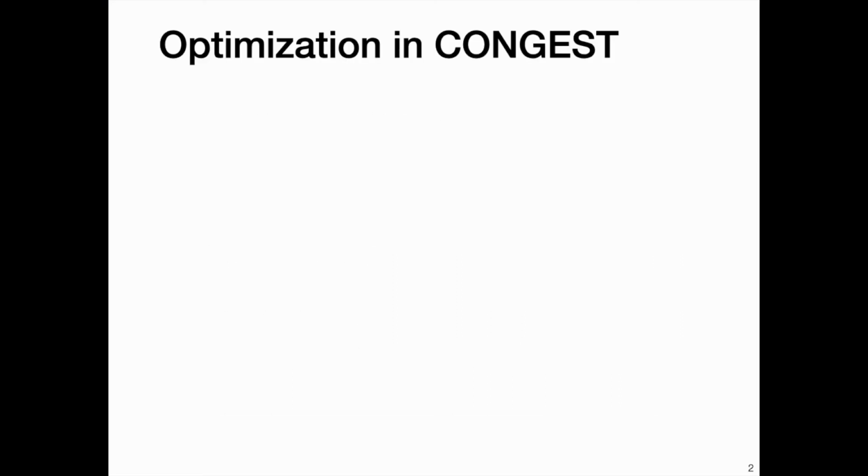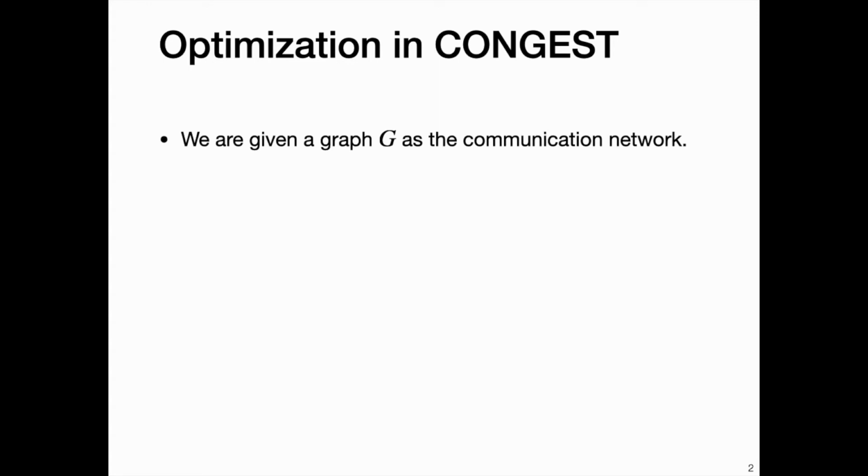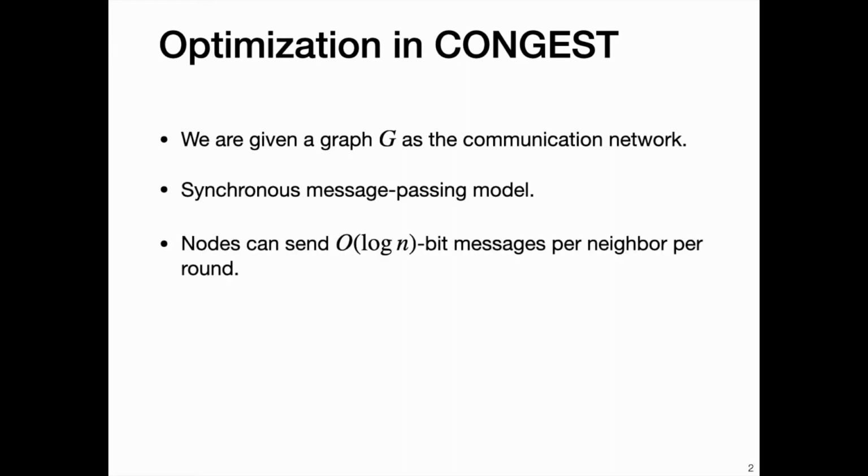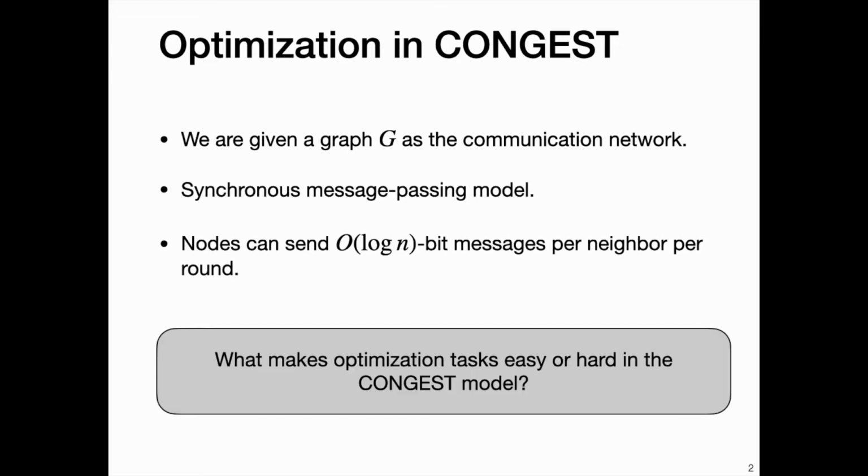In this paper, we study optimization problems in the congest model. In the congest model, we are given a graph G, which is the communication network. We are in a synchronous message passing model where the nodes can send order log n bit messages per neighbor per round. The central question we want to ask is what makes optimization tasks easy or hard in the congest model.